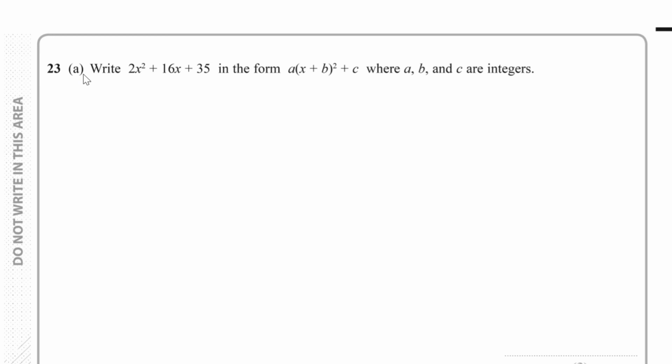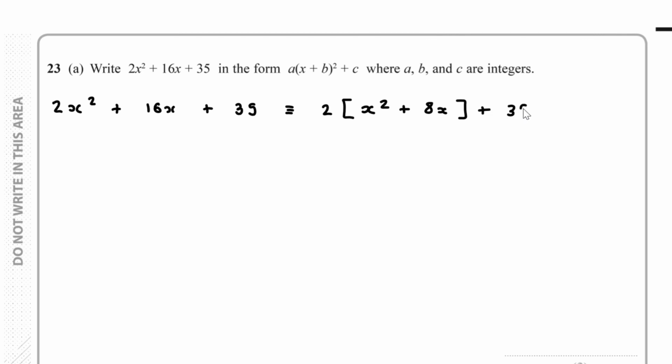Question 23, for part A, we have to write 2 lots of x squared plus 16x plus 35 in the form a lots of x plus b all squared plus c, where a, b and c are integers. Well, here we need to complete the square. So here we have 2x squared plus 16x plus 35. And if I take out a 2 as a common factor from these two terms here, we've got 2 lots of x squared plus 8x. And then we still have the plus 35.